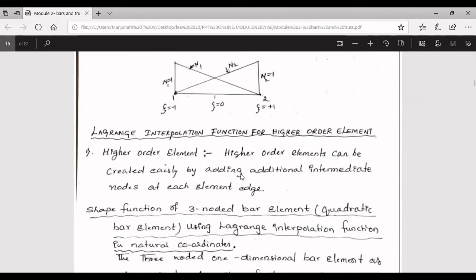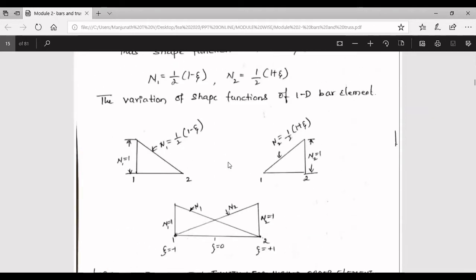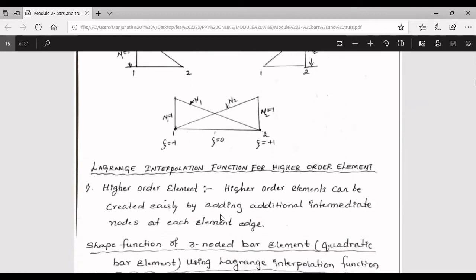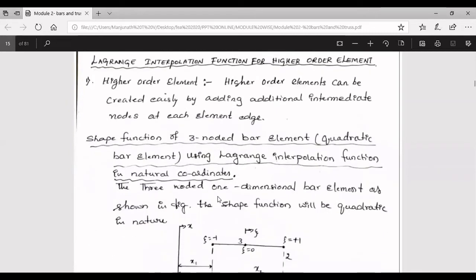Then the Lagrange's interpolation function for higher order elements. If the element has only two corner nodes, it is a two noded, simple element. If the element has internal nodes, the element is also called a higher order element. How the shape function is derived for higher order elements, we are going to discuss now.